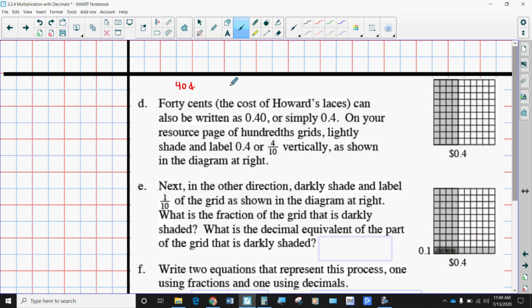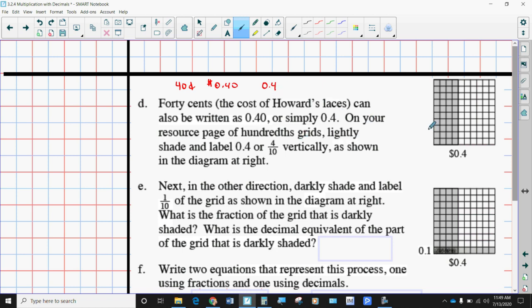40 hundredths could also be written in this form with dollar signs. If you just ignore the dollar sign and simplify that, you could just write it as 4/10. Okay, so 40 cents is the same as 4/10 of a dollar.